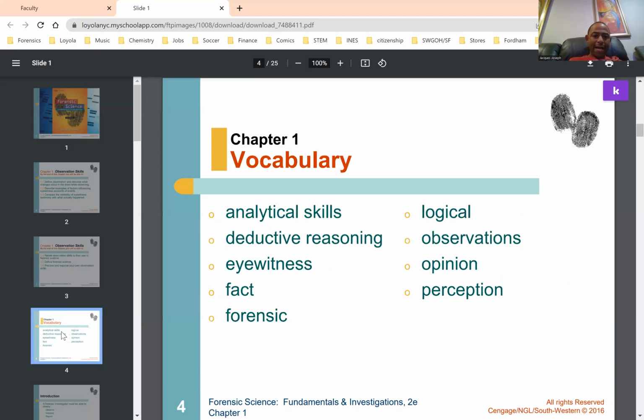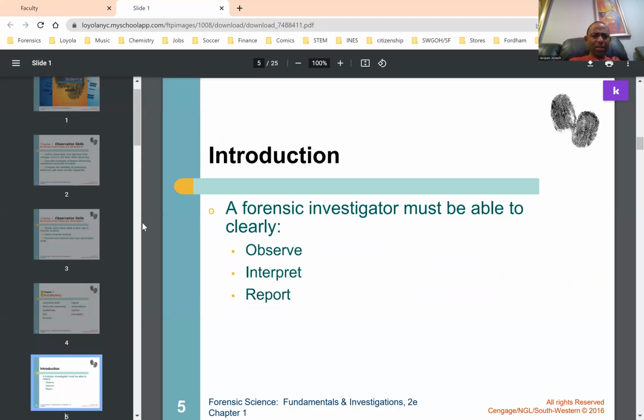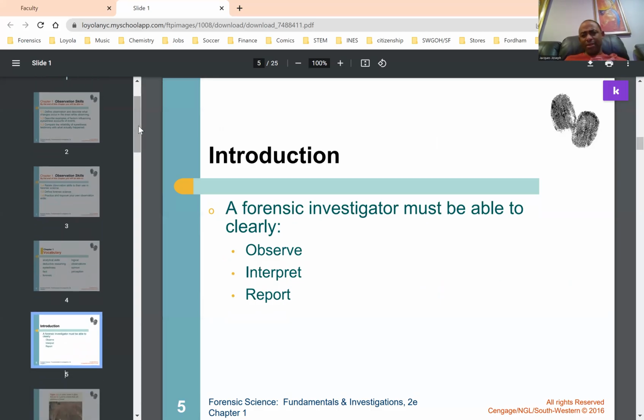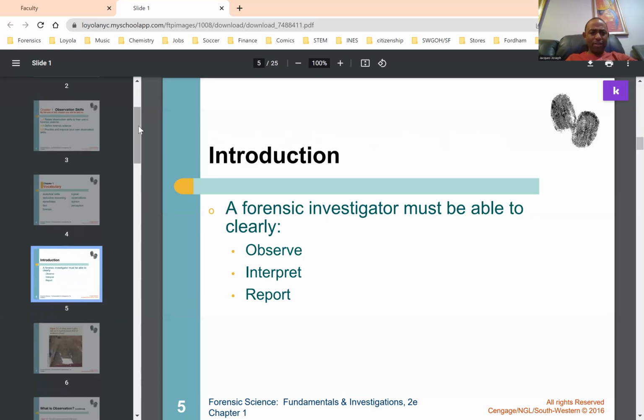All right, so a forensic investigator, someone like you in this class, is someone who will investigate a crime scene, who will investigate clues and evidence. It's an investigator, and that investigator must be able to clearly observe, interpret, and report. So we're going to start with observation first.